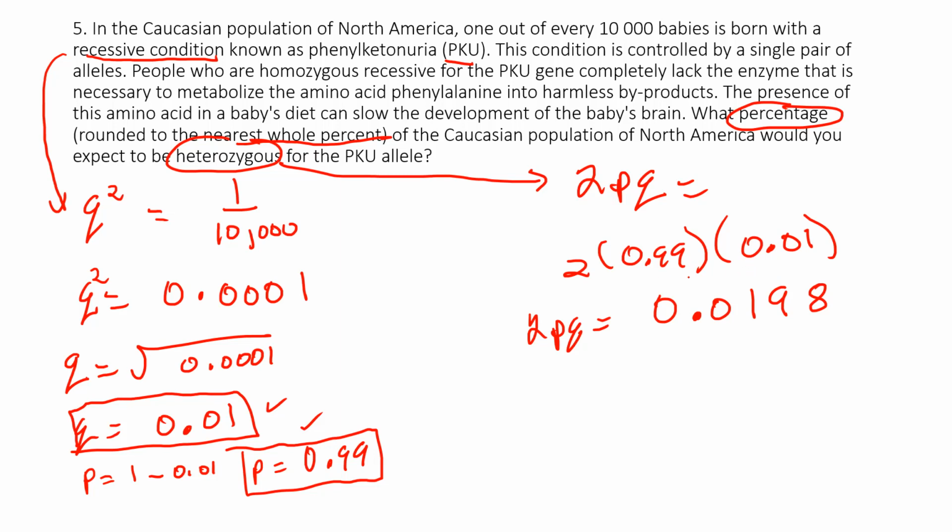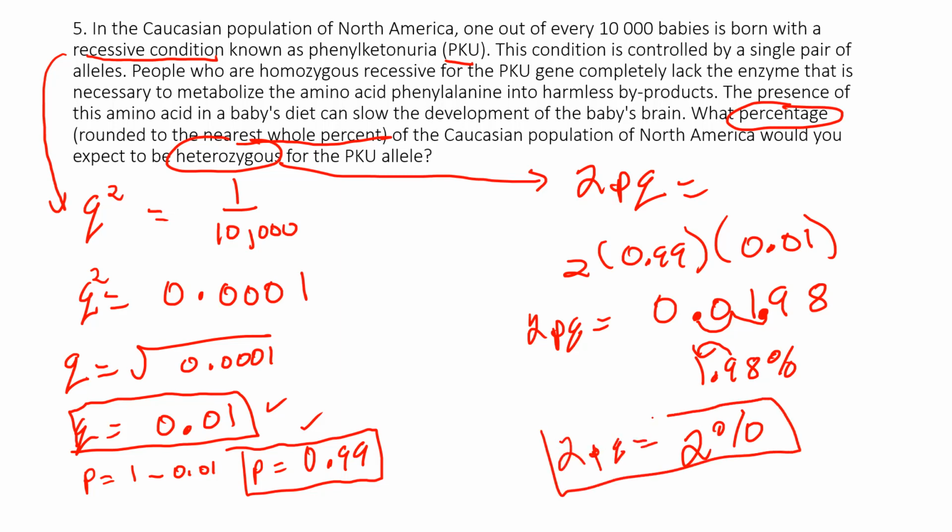Now, they wanted it in percentage, in whole percent. Okay, so if we take that, we're going to multiply that by 100, or move it over 2 decimal places. So there's the decimal. So our percentage now reads 1.98%, but they want it to the nearest whole percent. So we're going to just take that 9, round that up to 2%. So 2% of the population is going to be heterozygous based on those numbers.